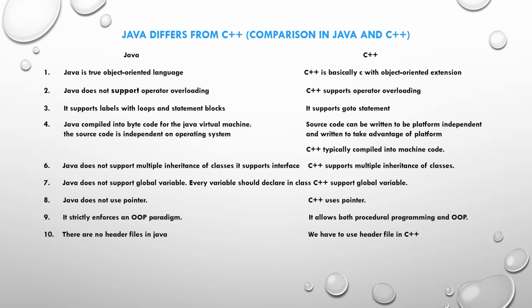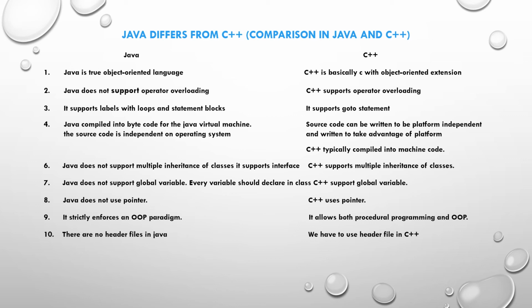Second difference, Java does not support the operator overloading concept. But C++ supports the operator overloading concept in polymorphism. Third difference, Java supports labeled loops and also statement blocks. But C++ supports the goto statements.